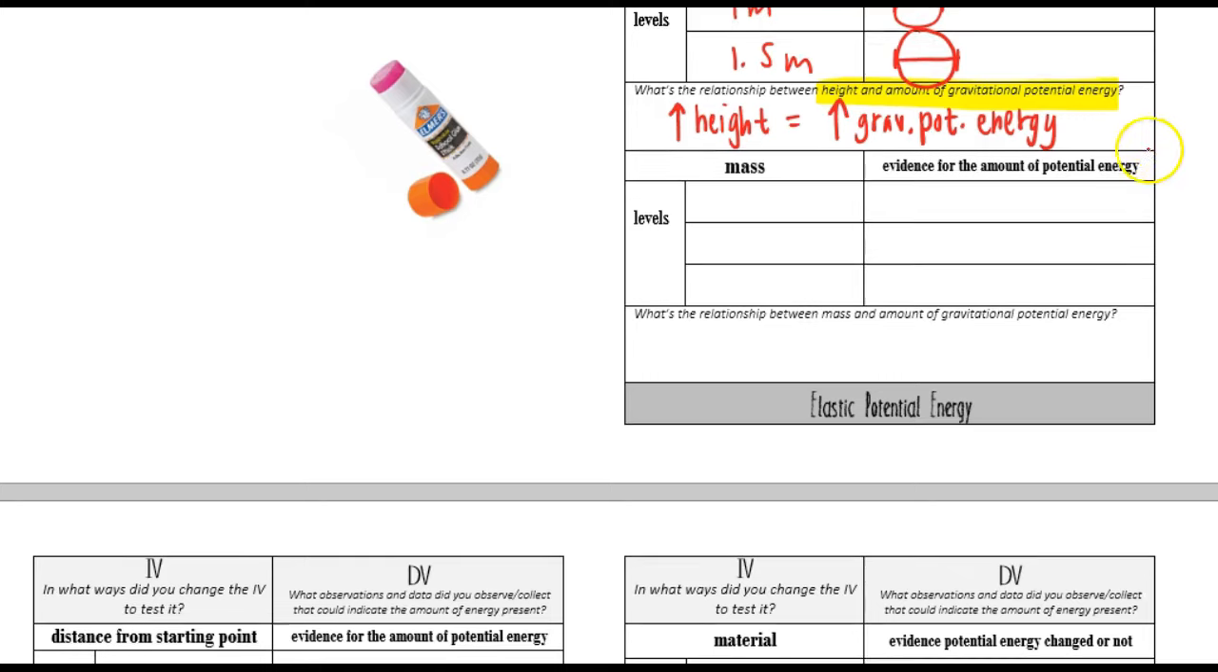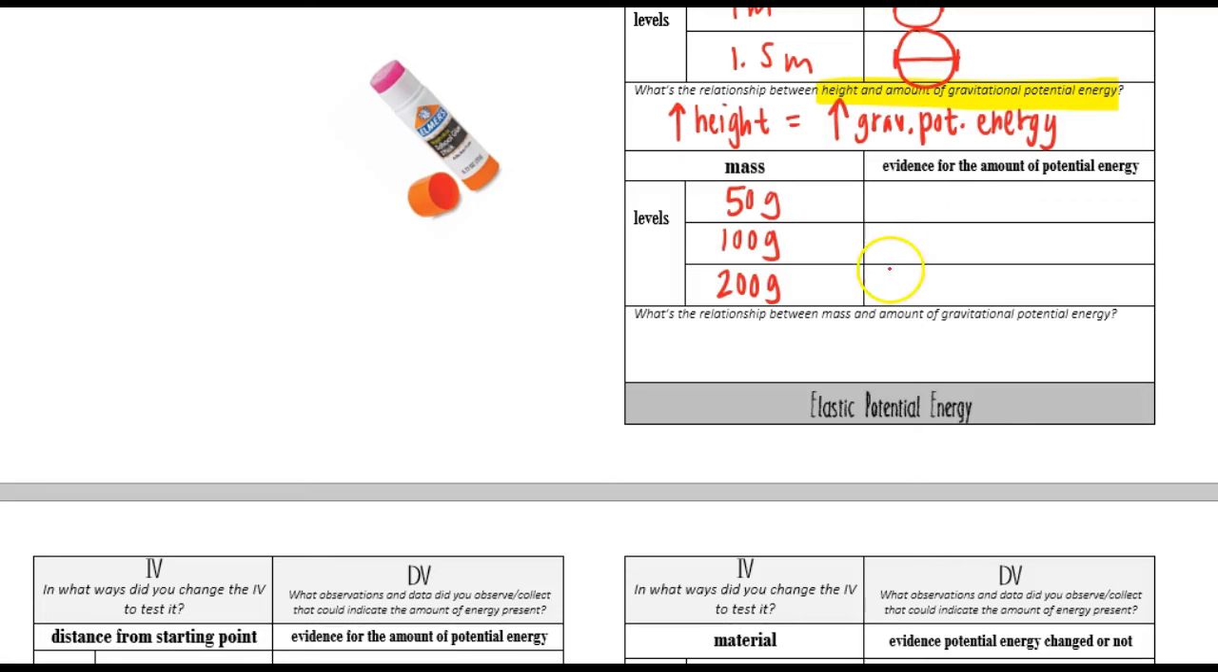Okay, so the next section is about mass and how we have evidence for the amount of potential energy. As you were picking your IV, you probably chose 50 grams, 100 grams, and 200 grams. If you had a different amount of mass, should you have changed the height? Hopefully your answer would have been no, that you would have kept the height the same, whatever that would have been. Maybe it would have been a meter or whatever you decided to go with.